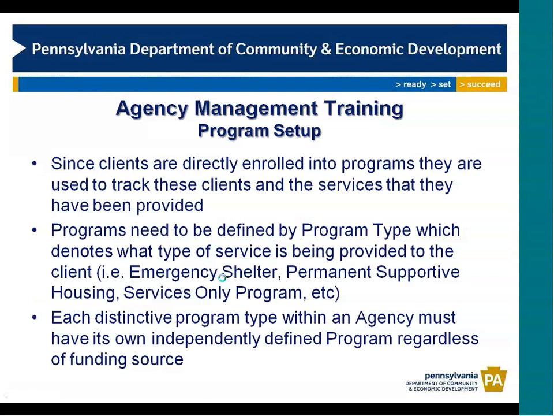Since clients are directly enrolled in the programs, these are the entities that are used to track these clients and services that they have been provided. Pretty much everything that's reported in APR-style reports is reported on a per-program basis. Programs need to be defined by their program type. It's one of the most important designations for each program, and it tells an overall story of what service is being provided. It could be emergency shelter, permanent supportive housing, etc.